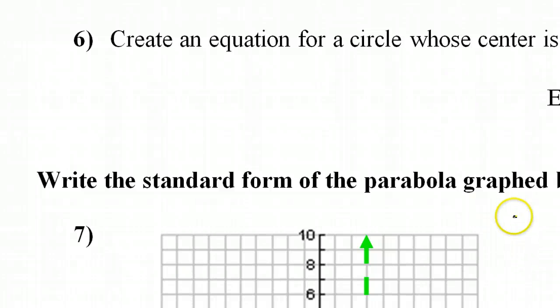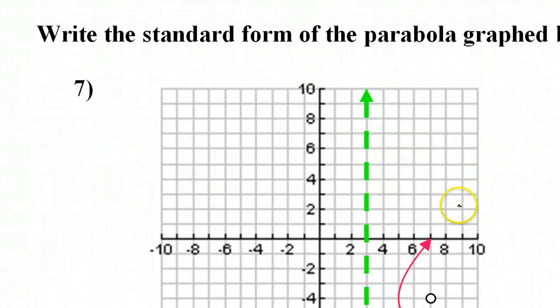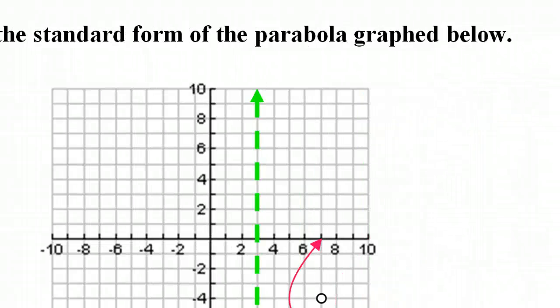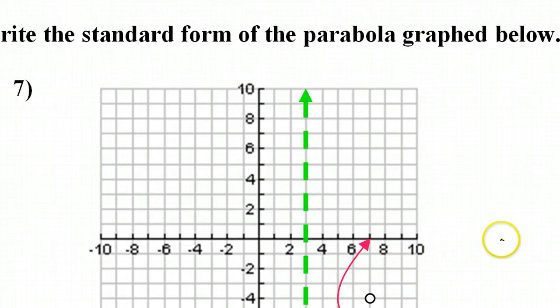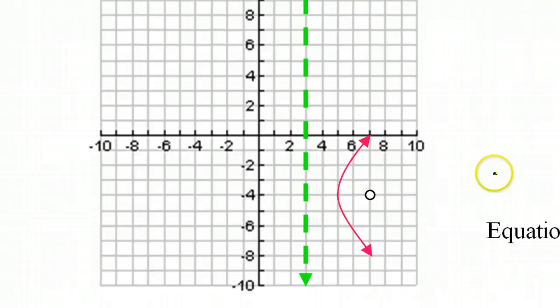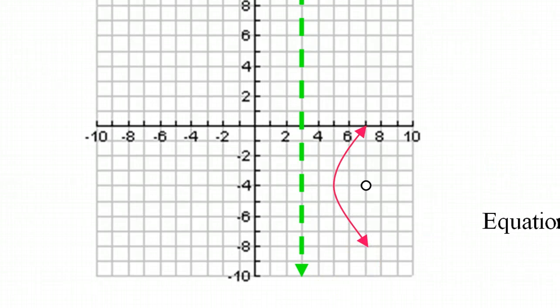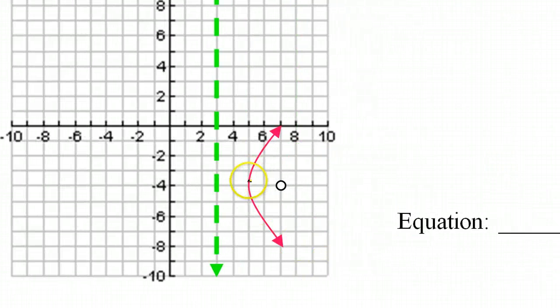Number 7. Write the standard form of the parabola graphed below. Okay, we're supposed to look at this graph and write the equation of it. Well, let's see. From this graph, we can tell a bunch of things. For one thing, we can see the vertex is right here. So the vertex is the point 5, comma, -4.